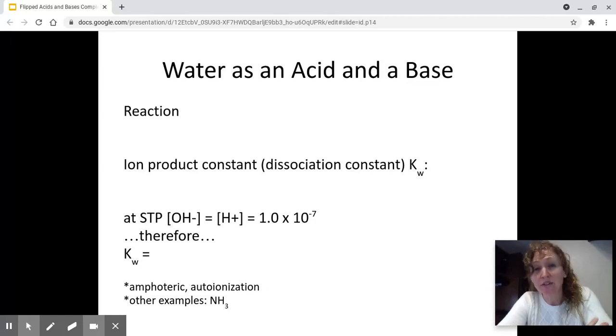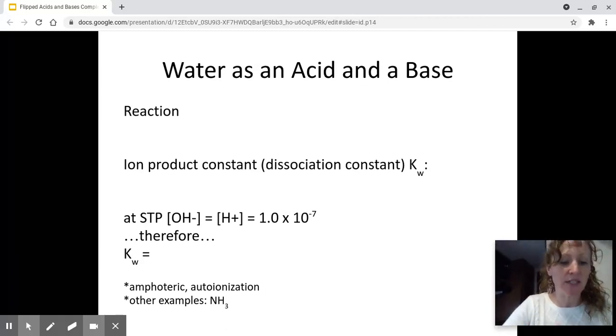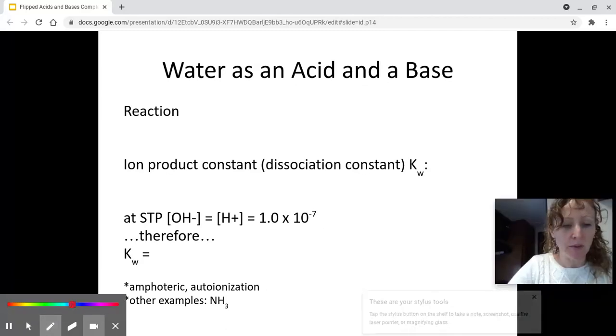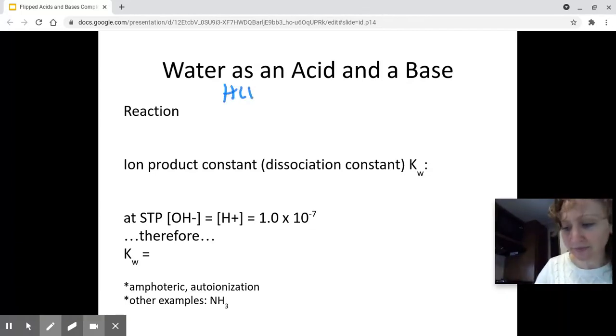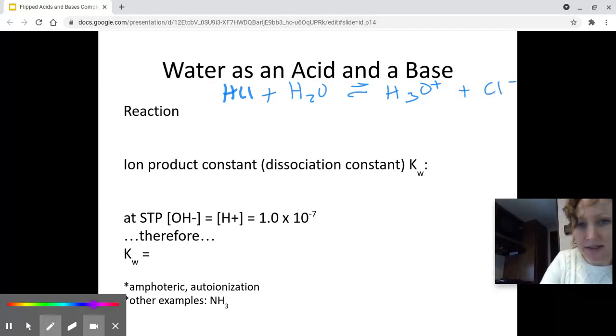So you may have noticed that water was involved in both the acid reactions as well as one of the base reactions that we looked at. So let me write these out for you again, and we can take a closer look at water in both of these reactions. So HCl reacts with water. And so does ammonia.